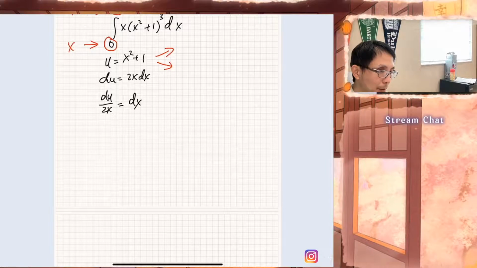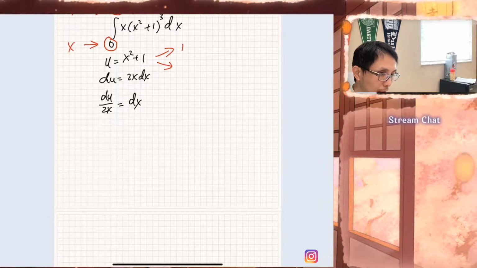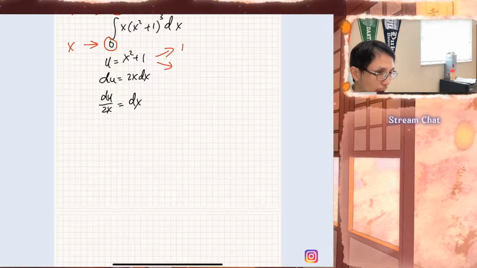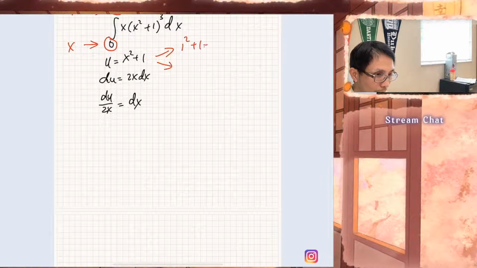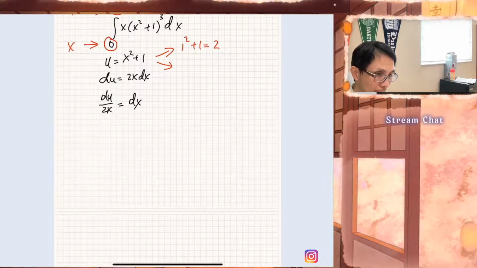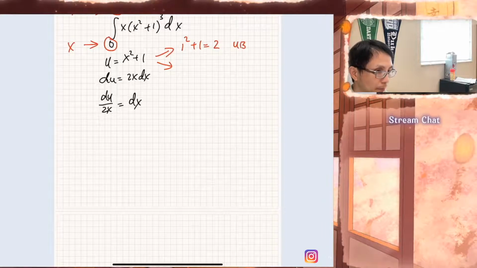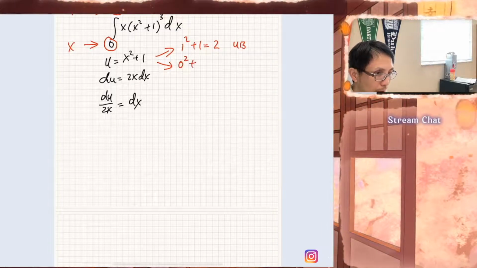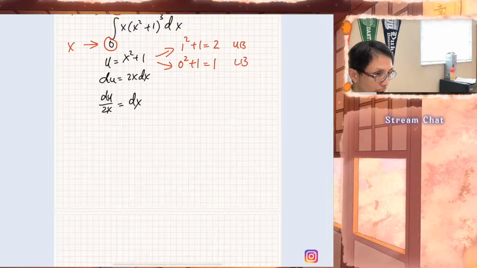So that means I'm going to plug 1 into the u expression here. So 1 squared plus 1 is equal to 2. This is called the upper bound. I write down UB, which is the upper bound. 0 squared plus 1 is equal to 1. This is called the lower bound.